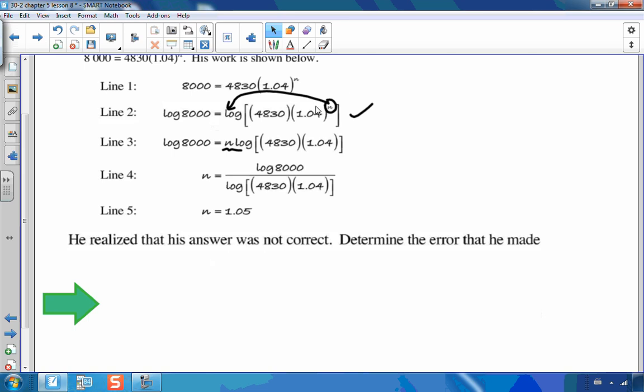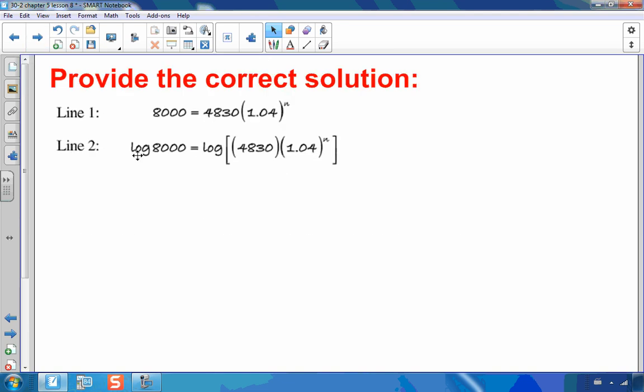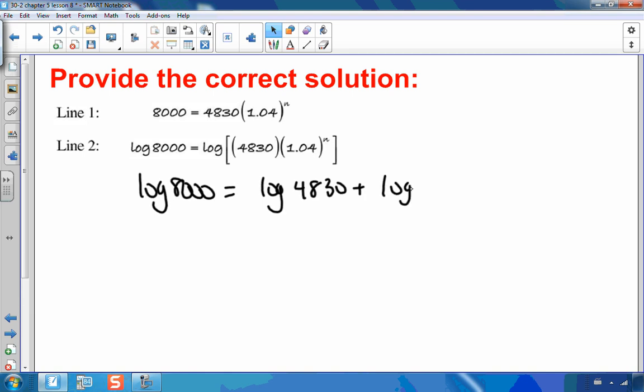The exponent of n goes with 1.04, not with the whole thing. So you can't bring that exponent of n down. It only applies to the 1.04, not the entire thing. So what we need to do is apply the product law and then bring it down. Let's take that step and do it again the correct way. At this step here, this is what they should have done. When you have logs that are multiplying the arguments, you can separate them into individual logs by adding. And now I can bring that exponent of n down.